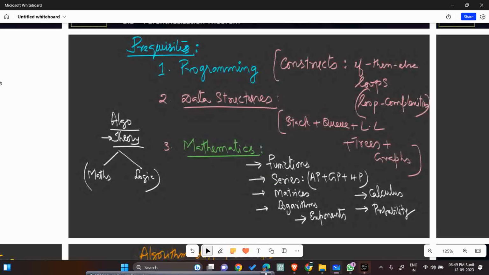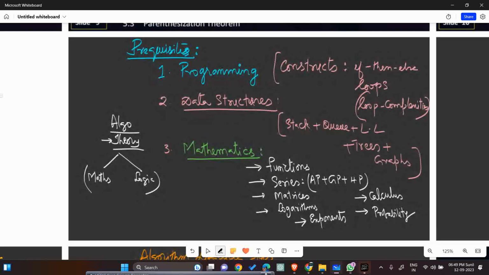So the prerequisites to this course: what are the prerequisites? Programming constructs like if, then, else, loops, compilation. These things should be known, I think. These are the programming prerequisites. You should be familiar with data structures like stacks, queues, linked lists, trees, and graphs. So data structures are important.